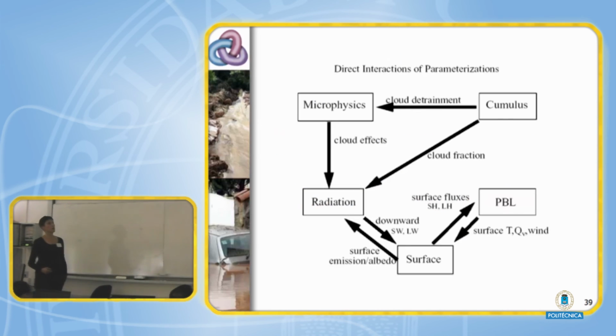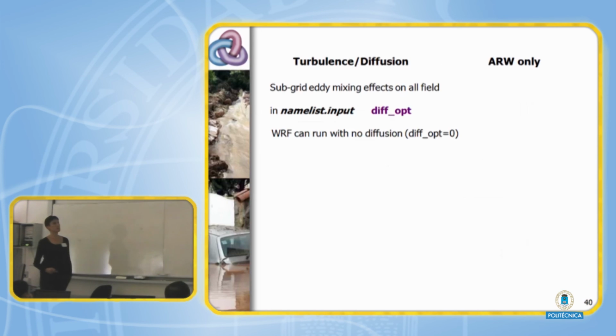And what we can say about direct interaction of parameterizations between cumulus, microphysics, radiation, surface, and PBL is that all of them are connected, and all of them have more or less impact on the other processes. And in the Advanced Research version, turbulence and diffusion are also included, and in the namelist there are different options. WRF can run with no diffusion, of course.